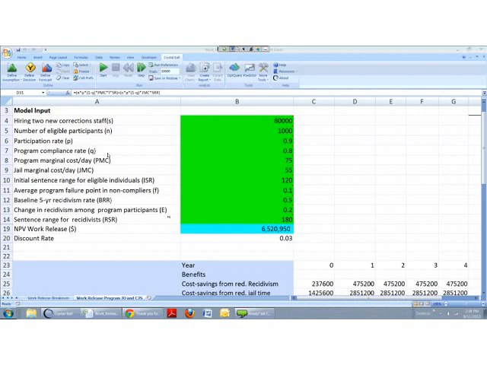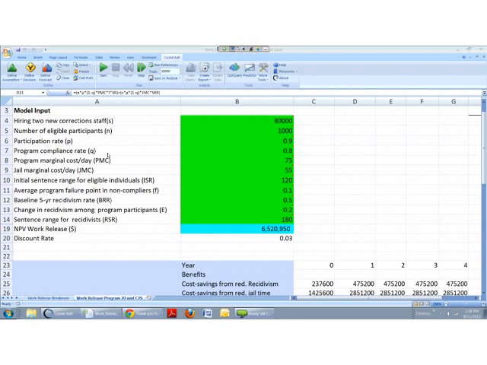And then their baseline values appear in these green cells. And these green cells then are the actual input cells. And then this cell represents the output, which is the net present value of the program.